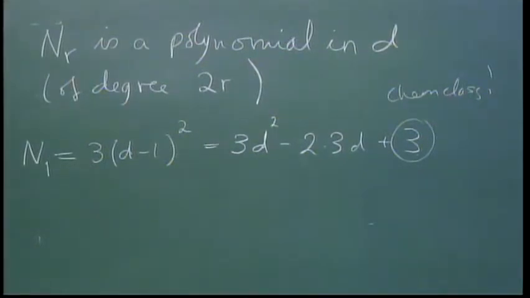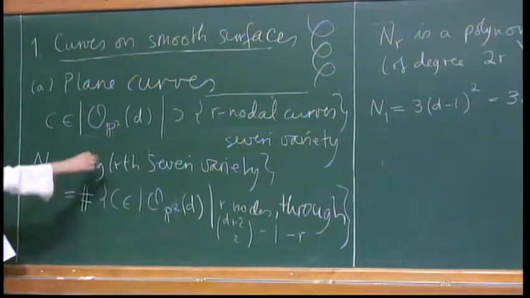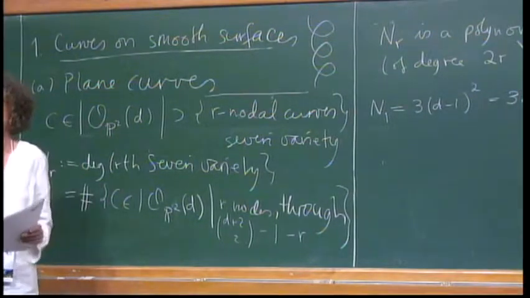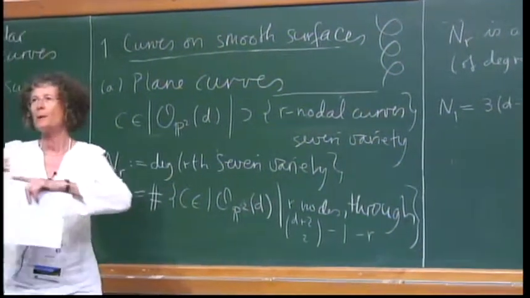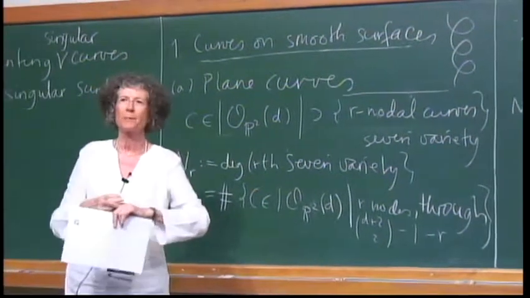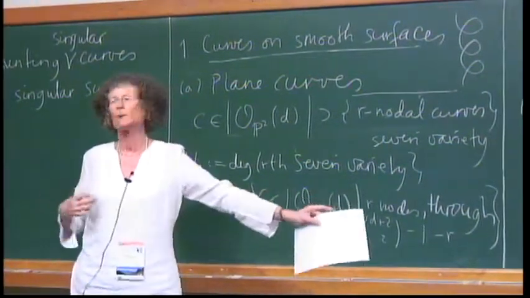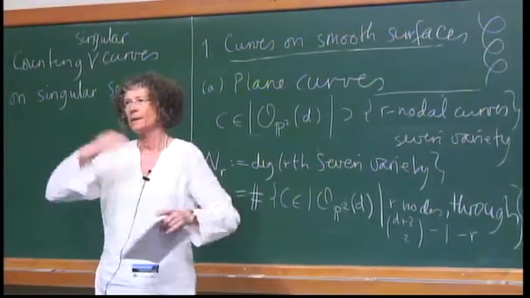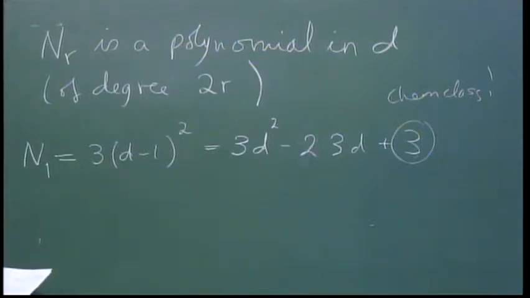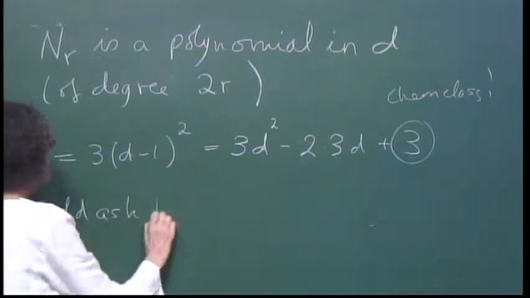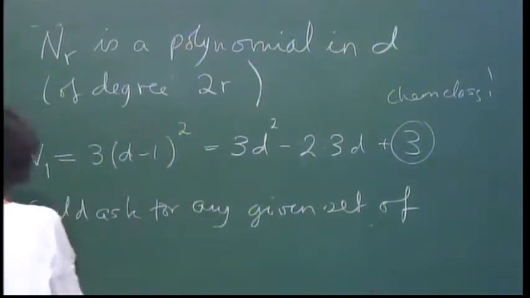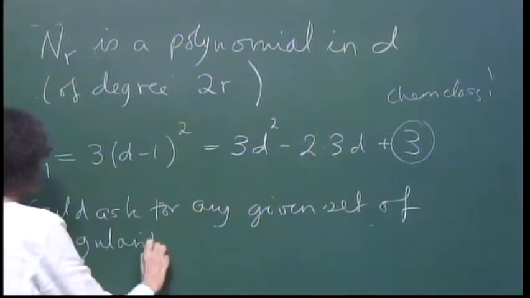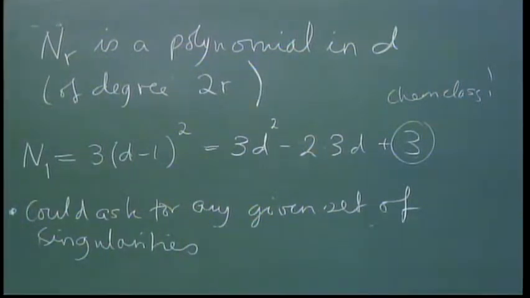So this would sort of be the very classical situation. But of course, one could also ask for different kinds of singularity. So instead of asking how many curves with this many nodes, how many curves with one triple point, one node, 3 cusps, 5 quadruple points, etc. And then you make the same kind of thing. And you could ask for any given set of singularities. I will briefly come back to that, but this is not going to be a big point either.